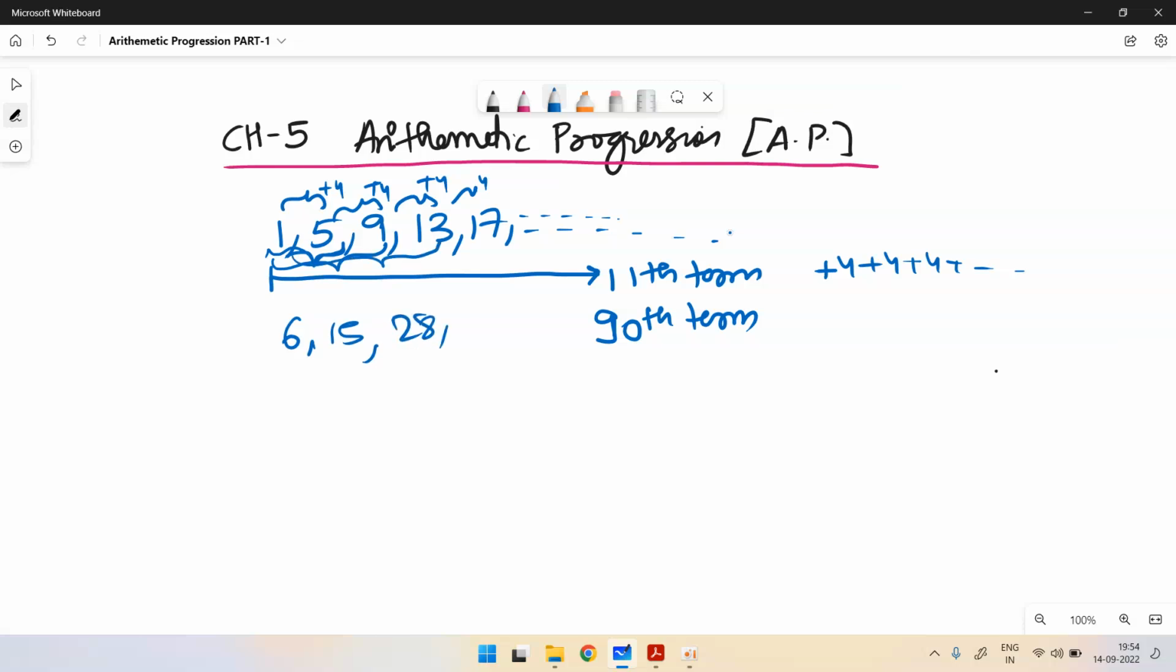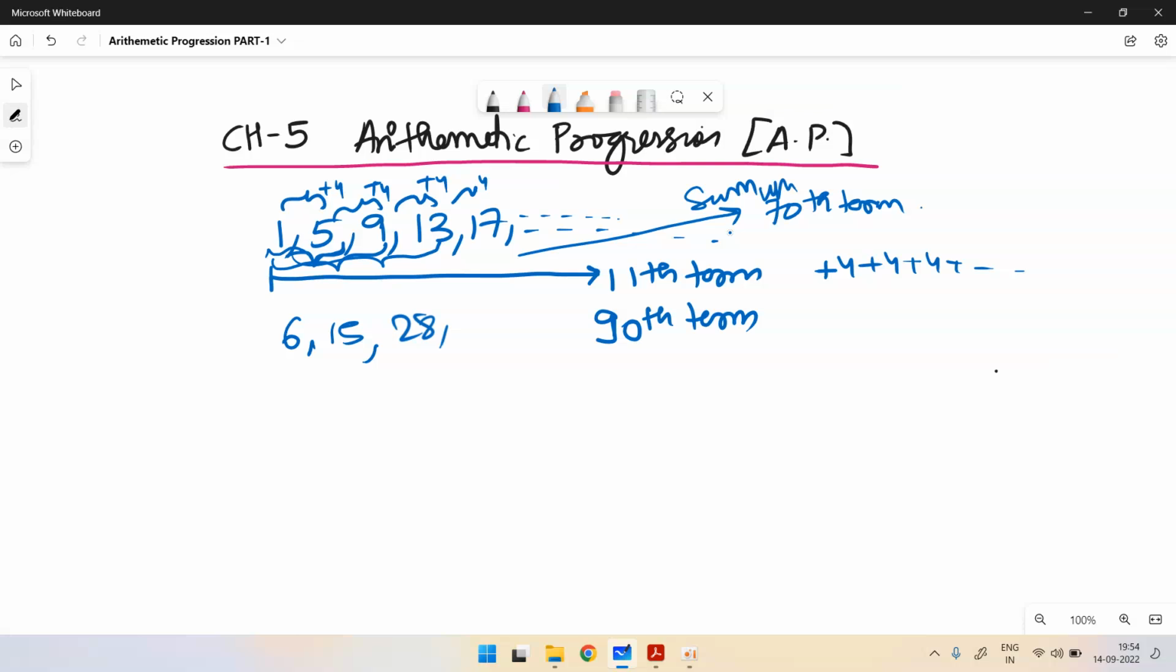And if I tell you to find the sum from the 70th term up to the 78th term, it will be very difficult. You first need to write the whole series and then add, and this will be time consuming. So what is the solution for this? It is the arithmetic progression.